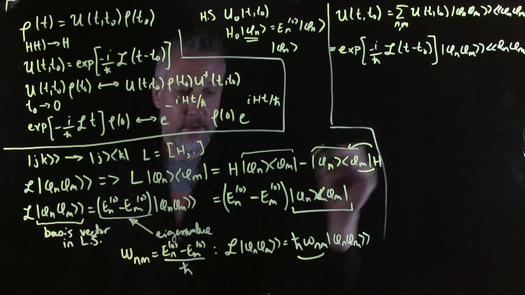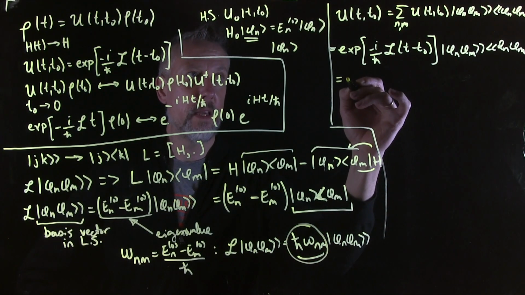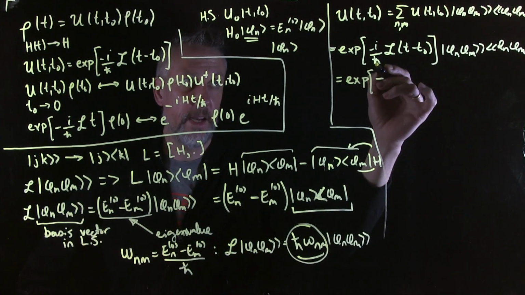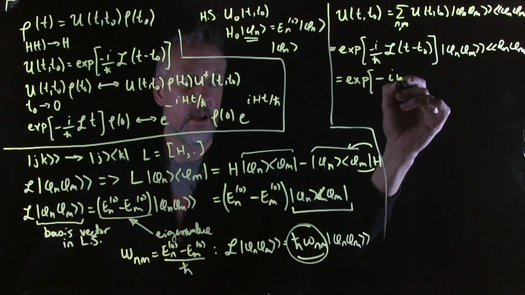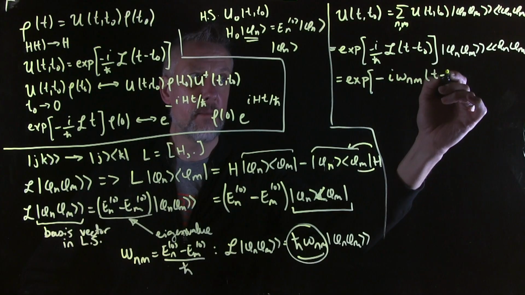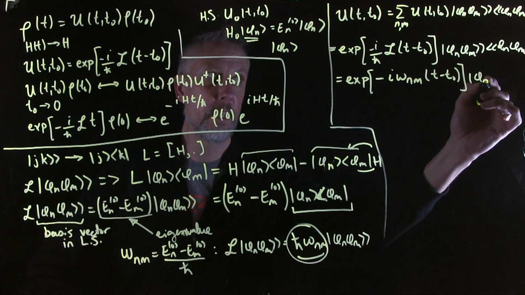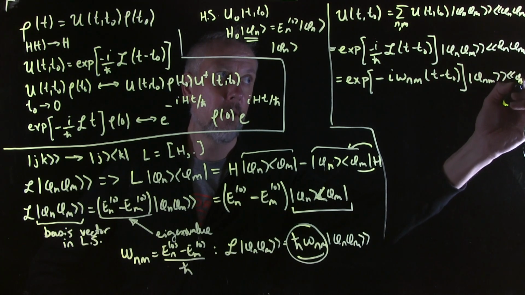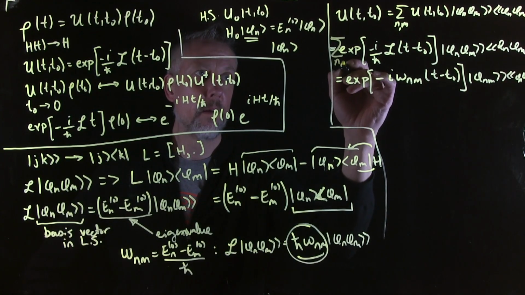Well, what is the eigenvalue? It's this, h bar omega nm. So this is going to be equal to e to the minus, now the h bar and the h bar here will cancel. So that's e to the minus i omega nm times t minus t naught. Back on this, what did I leave out? Okay, I left out the sum. Maybe you caught that. Both of these need sums back.